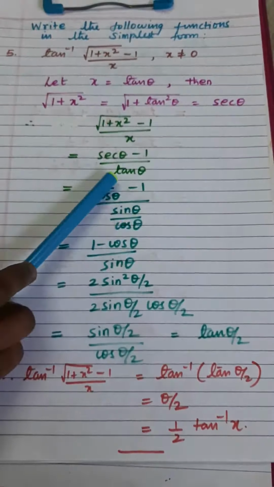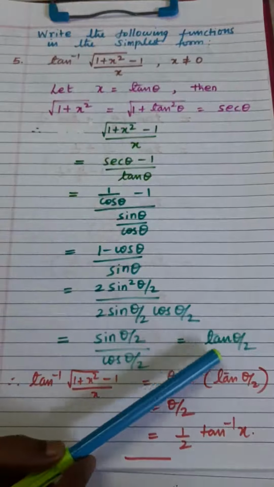Now apply the identity. We know the formula for 1 minus cos theta, that is nothing but 2 sin square theta by 2. Sin theta is 2 sin theta by 2 cos theta by 2. Now cancel the common term. Then finally we will be getting sin theta by 2 by cos theta by 2, equal to tan theta by 2. So we simplified this expression. So we got tan theta by 2.